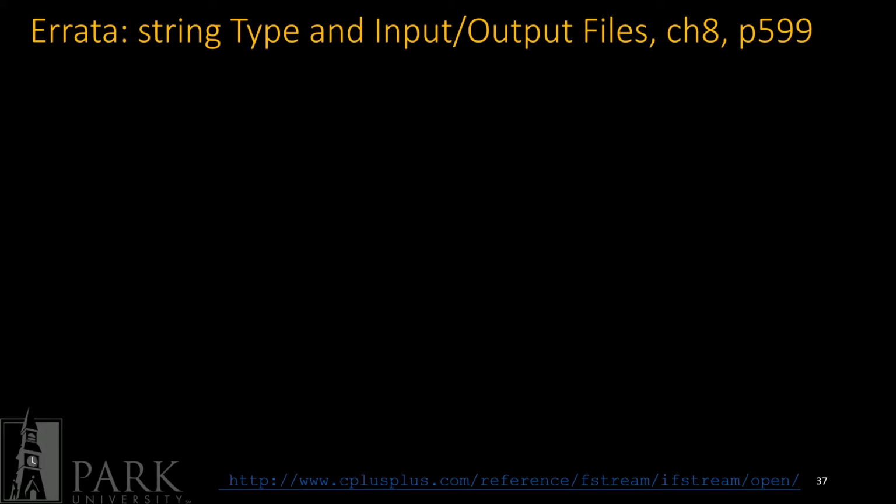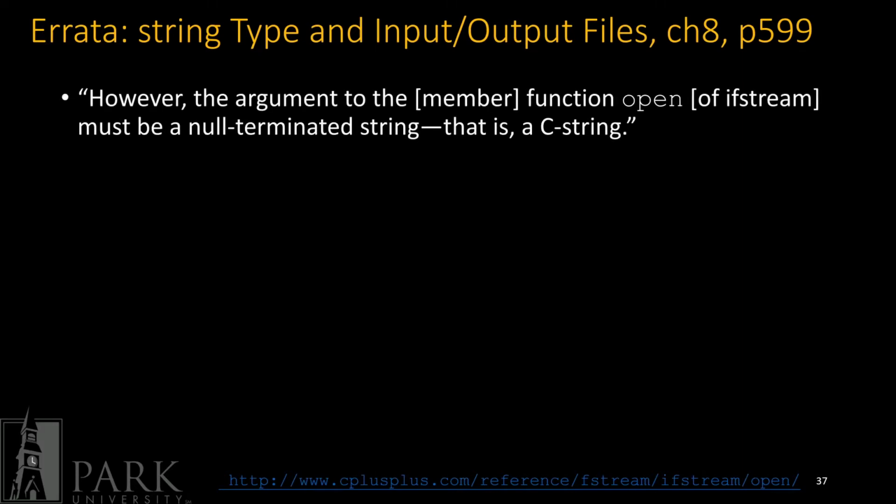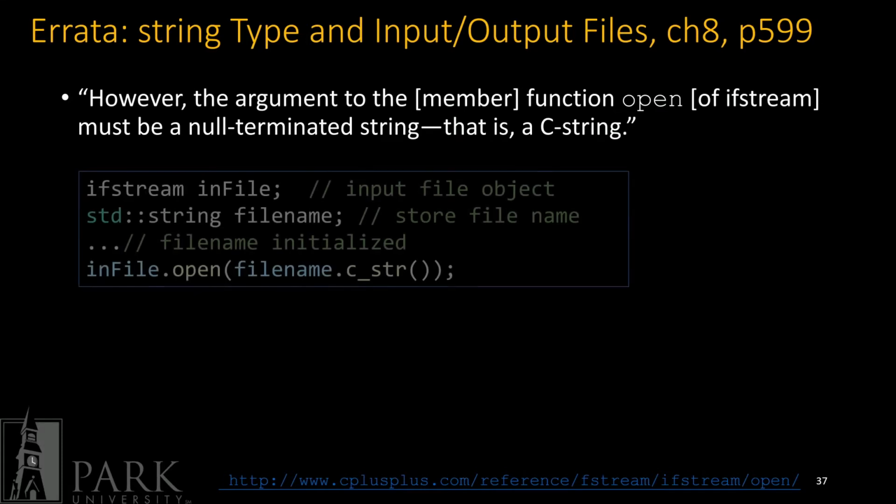One final note about strings is that there's an error in the textbook that talks about when using C string parameters with the file open function. And it says that the file name parameter must be a C string, and further stating that if you store a file name in a string object, you must convert it to a C string before supplying it to the file open function, like this.